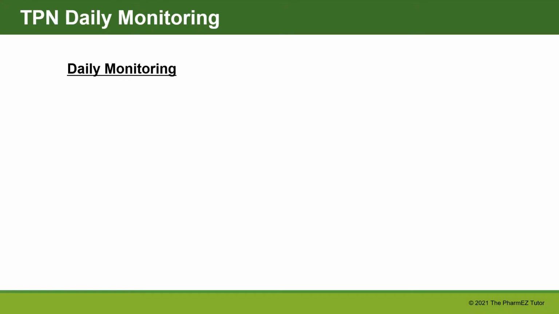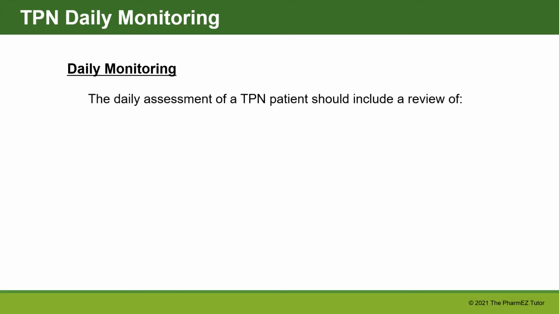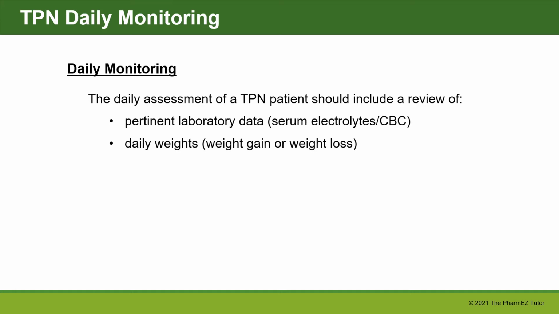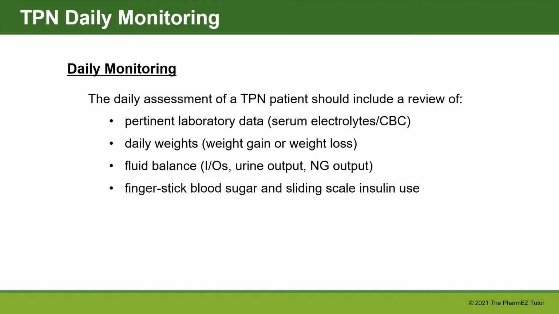Let's talk about the daily routine monitoring of a patient who's on TPN. The daily assessment of a TPN patient should include a review of pertinent laboratory data, that is serum electrolytes and CBC, daily weights to identify whether there is weight gain or weight loss, fluid balance, the input outputs, urine output, and NG output, fingerstick blood sugar and sliding scale insulin use, and acid-base status, and ABGs if the patient is on a ventilator.